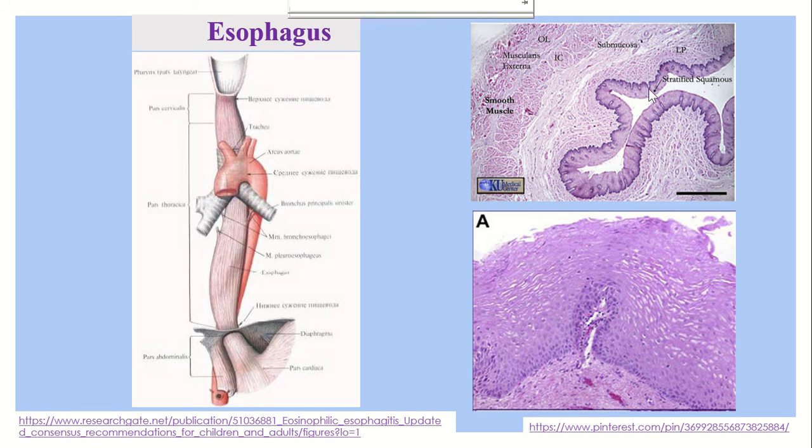And you know that the mucosa here in the esophagus is covered by stratified non-keratinized epithelium, here you see. The mucosa also has the lamina propria and the muscularis mucosae. Then we see here the submucosa and the muscular layer that consists of an inner circular and outer longitudinal layer. The muscle tissue consists of skeletal muscle in the upper one-third of the esophagus, mixed skeletal and smooth muscle in the middle one-third, and the lower one-third consists of smooth musculature.